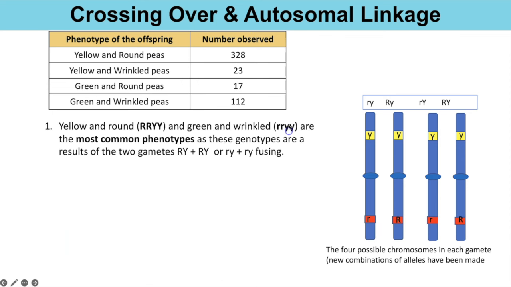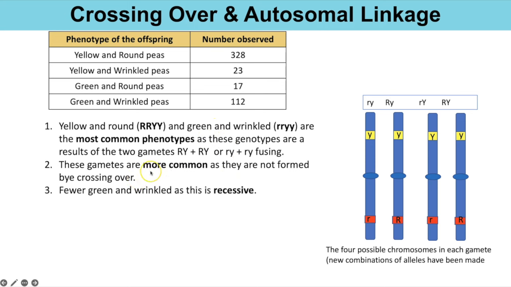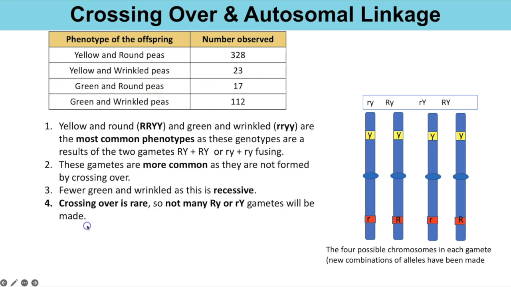To explain these results then, we'd have to say yellow and round and wrinkled and green are the most commonly observed because those are the genotypes that are a result of fusing the capital R and Y and the lowercase r and y together. And those were the ones that are most common because they were not formed by the crossing over, and crossing over is actually quite rare. Now, out of the yellow round and green wrinkled, we've got fewer green and wrinkled because that's the recessive combination. So you'd have to have 2 copies of the lowercase r's and 2 copies of the lowercase y's to be green and wrinkled. That's why there's fewer green and wrinkled compared to yellow and rounds.